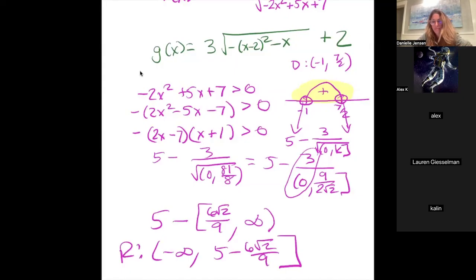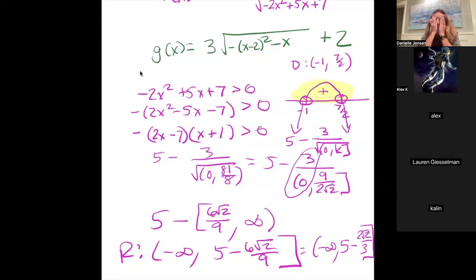Would you want us to simplify like the 6 root 2 over 9? Oh yeah, I should have simplified that. It depends. Sometimes I'll say simplest form. Yeah, I probably should do that. Truthfully, I'm not going to probably take off for something like that, but 5 minus 2 root 2 over 3. But thank you for pointing that out.